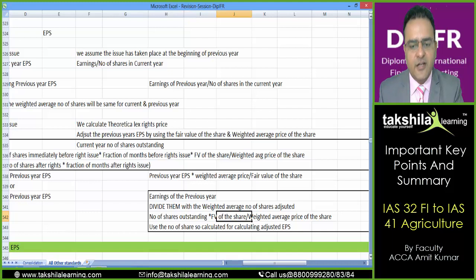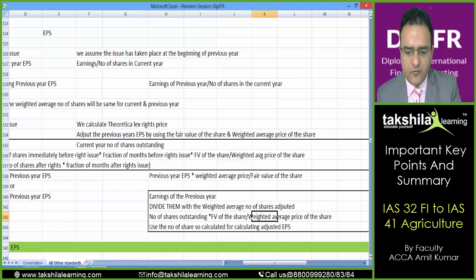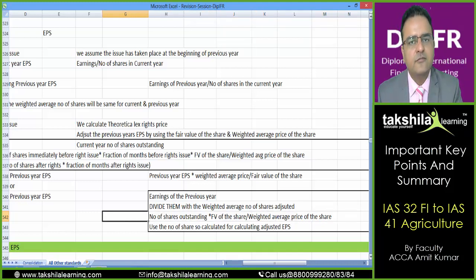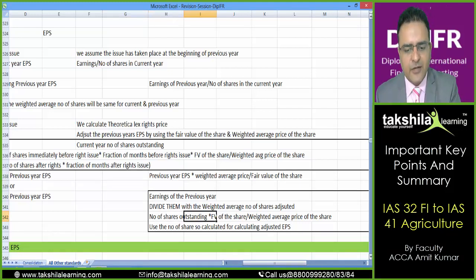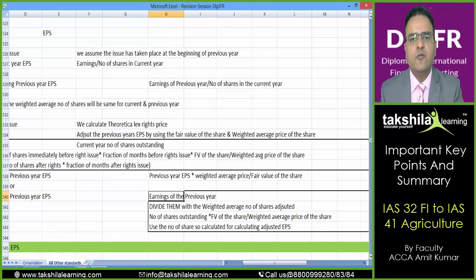If the total value of shares according to today's market terms is 6 lakh, but the average price to us is 5, how many shares could have been issued? That is 120,000. If we use this new denominator and apply it to the previous year's figures, we'll be able to adjust the previous year EPS. So we have a choice: either we use it in the denominator directly, number of shares outstanding, multiplied by the fair value 6, divided by the 5, we get the denominator adjusted, and we use the earnings of the previous year to adjust the previous year EPS. The other option is we can take the inverse fraction.